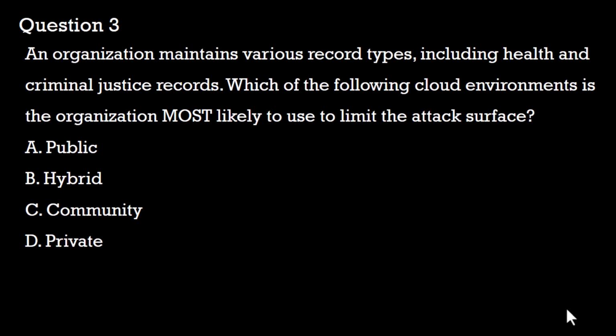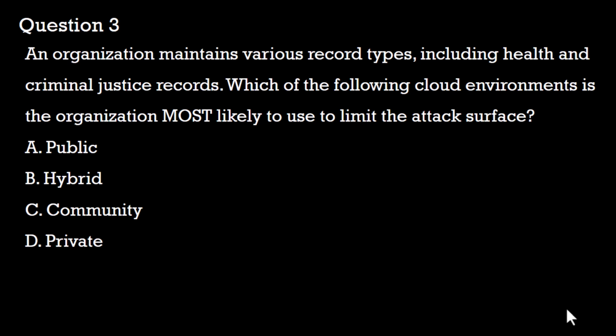Question 3. An organization maintains various record types, including health and criminal justice records. Which of the following cloud environments is the organization most likely to use to limit the attack surface? A. Public. B. Hybrid. C. Community. D. Private. A public cloud is an environment that is shared among multiple organizations. Now, while it is secure, the shared nature increases the attack surface compared to the correct cloud type.